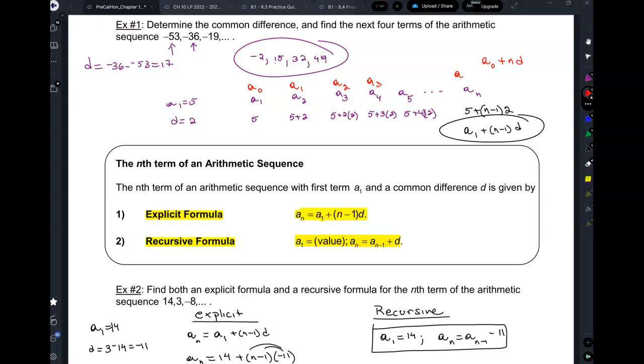Is everybody with me on this? Yeah? Okay. What is the only thing that changes here? Is A0 changing throughout this process? No. Is D changing throughout this process? No. Is N changing throughout the process? Yes. Because N goes from 1 to 2 to 3 to 4 to 5. Okay, so this is equal to A sub N.